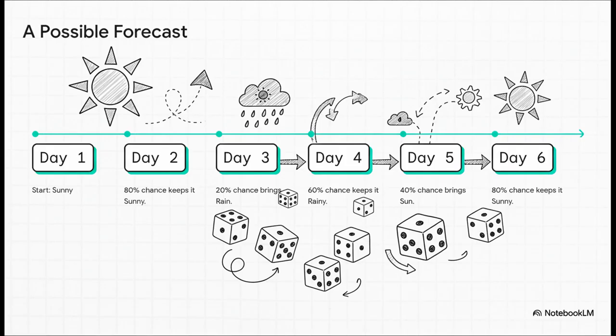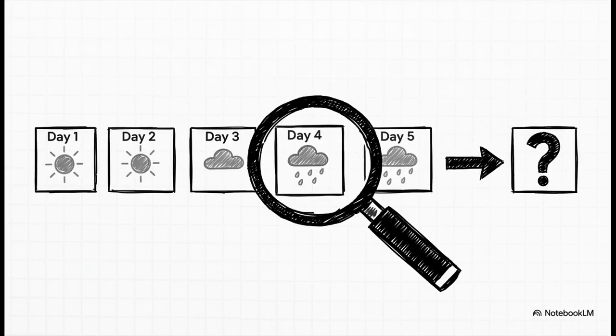And now that it's rainy, the rules totally change. There's a 60% chance of staying rainy, and that's exactly what happens on day 4. But then on day 5, the 40% chance to become sunny wins out, and we're back to sunshine. Every single day is a new roll of the die. And here's what's so wild about this timeline. It perfectly proves our number one rule. To figure out the weather for day 5, the code didn't care at all that day 3 was rainy or that day 1 was sunny. All it looked at was day 4. That is that memoryless property right there in action.